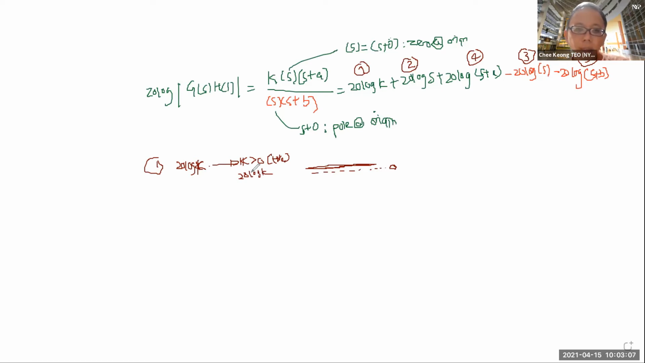So log of 10 with base 10 is 1, right? So 20 log k is 20, right? If k is 10, then 20 log k, 20 log 10, will be 20. Therefore, you have the curve here above 0. This is the 0 scale, and this is 20, right? So it's above 0. Now, of course, on the other hand, k also can be less than 0.